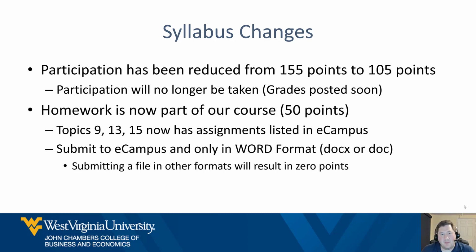I believe 33 points is what was possible so far in Top Hat. So however many you got out of 33, let's say it's 90%, you get 90% of 105. That's how the participation is scored. Because I've reduced the points from 155 down to 105, I have to make up those 50 points.